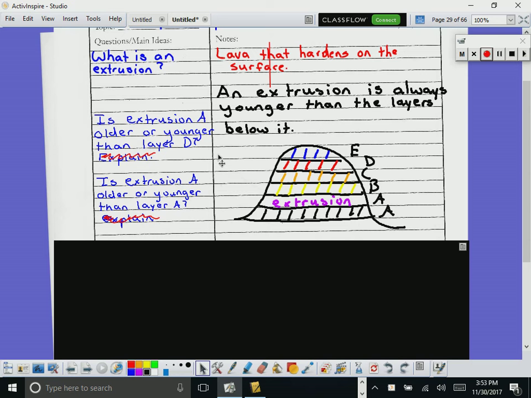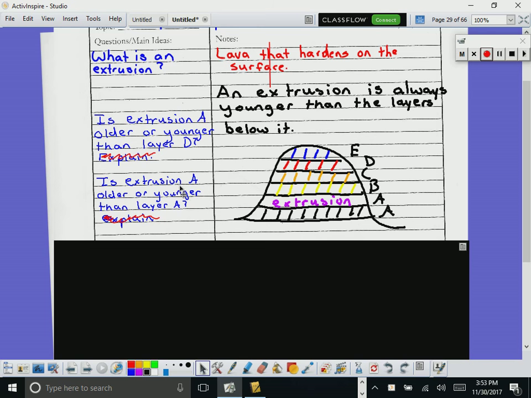Okay, now that you've answered your questions, look down there at extrusion A. Here's extrusion A. Is it older or younger than layer D? You can see that extrusion A is closer to the bottom than layer D, so that makes extrusion A older, because extrusion A had to be there for D to be on top of it.